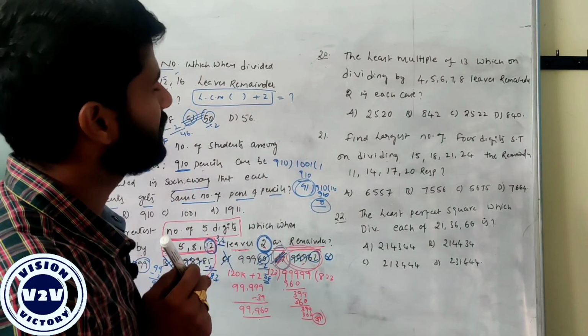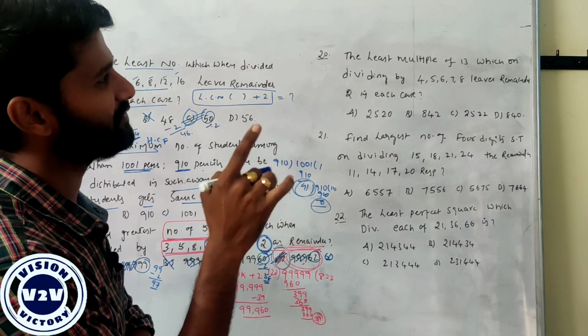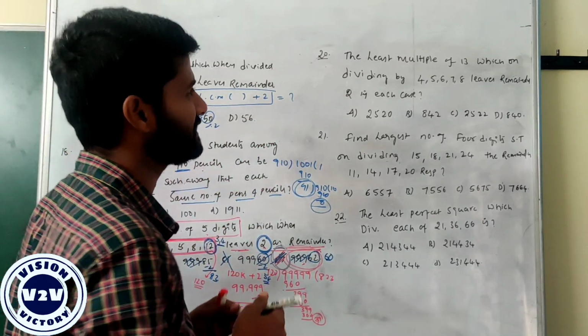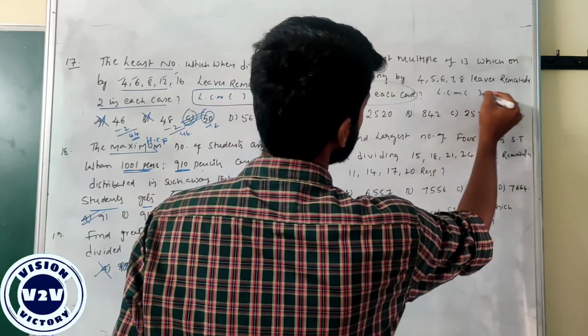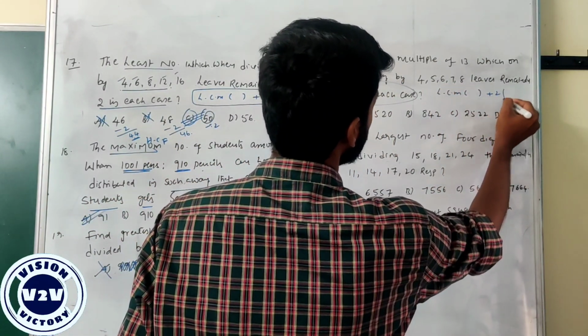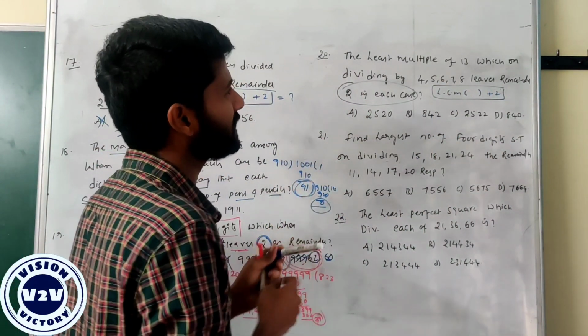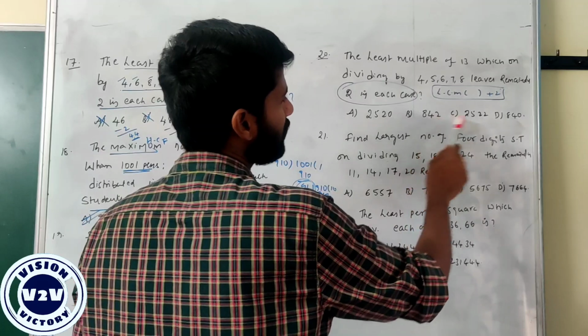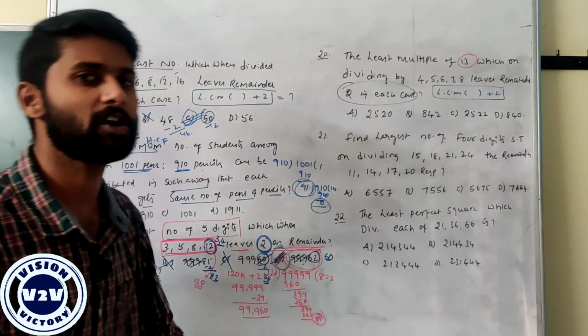Then the next question. Find the least multiple of 13 which, when divided by 4, 5, 6, 7, 8, leaves the remainder 2 in each case. Same question. If you want the answer, take the LCM of all these numbers and add the common remainder 2, then you can check the answer. Otherwise you can go with the direct option verification. Out of all these numbers, which number is exactly divisible by 13? You can check it out. That is the option verification.